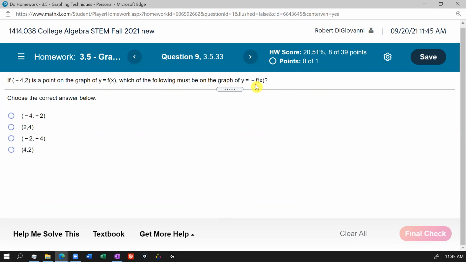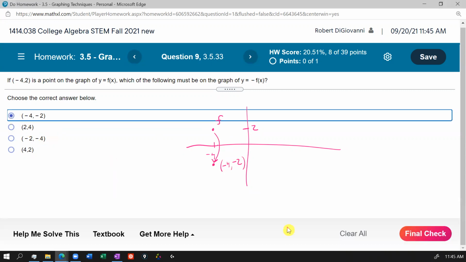If we change this to negative f of x, all that does visually, what they're saying is this point, negative 4, 2, is on the graph of f. Negative f of x will be a reflection over the x-axis. That would be this point, which would be negative 4, negative 2. So it should be negative 4, negative 2.